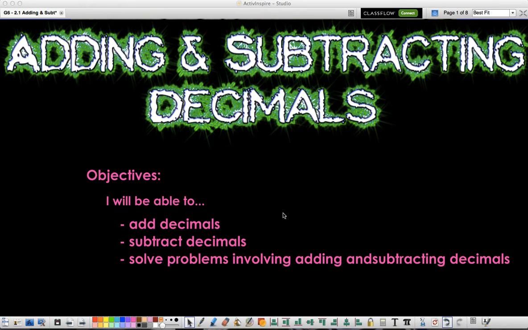Welcome to Lesson 2-1, Adding and Subtracting with Decimals. Right, so our objectives for today: I will be able to add decimals, subtract decimals, and solve problems involving adding and subtracting decimals.